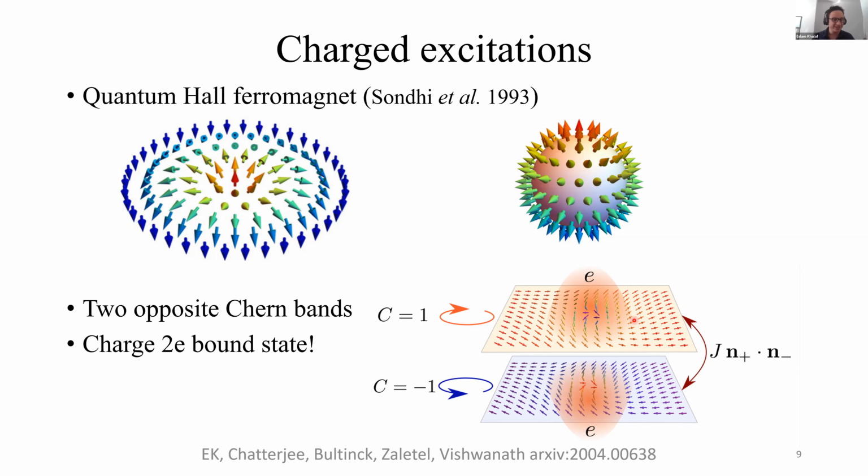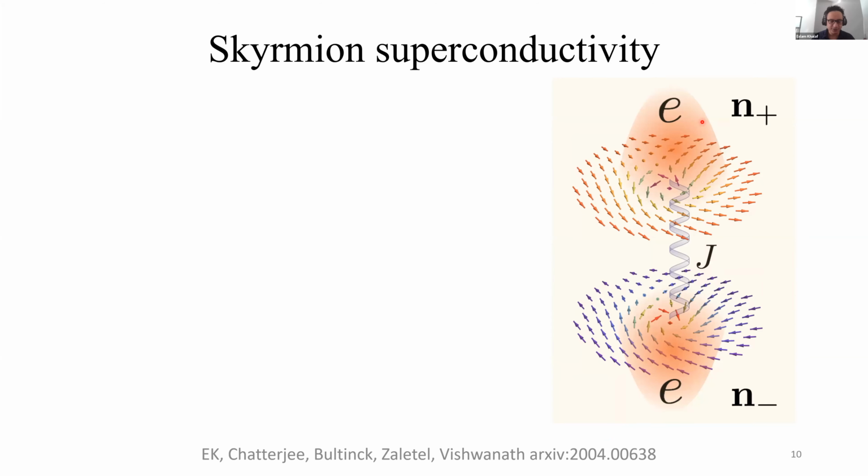Of course, having a charge 2e bosonic bound state is not enough to get superconductivity. We still need to condense them, and to do this, we need to estimate their effective mass. There's a neat argument to do this, very visual. So we're thinking of a pair of skyrmion, anti-skyrmion, and we can think of this antiferromagnetic coupling simply as some spring that attaches them together.